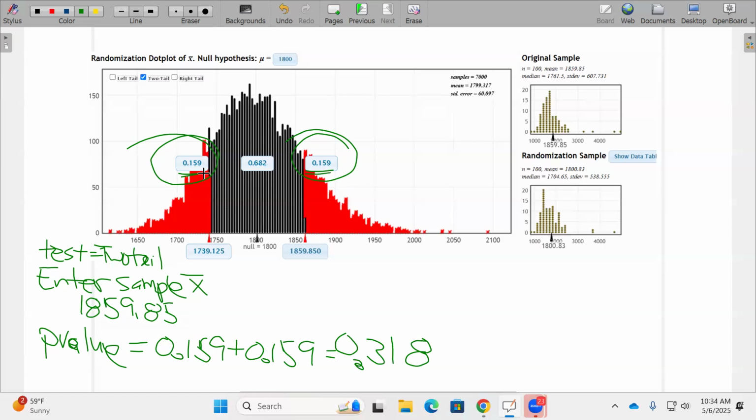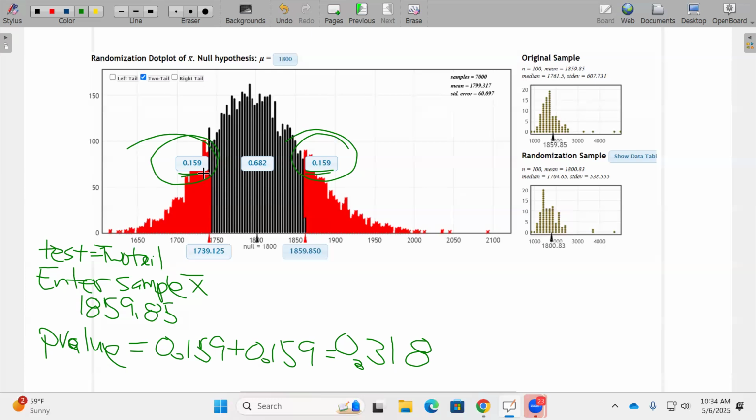Question? Will the numbers always be the same on either side when you use two-tail? Or are they sometimes different? They should be pretty close. They'll be almost exactly the same. Yeah, usually the 3 decimal places don't match, but sometimes one might be a 159, the other could be 158. It could vary slightly, but it shouldn't vary much.